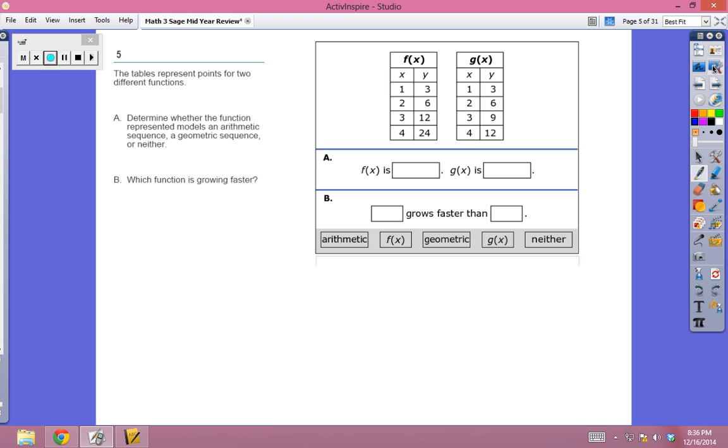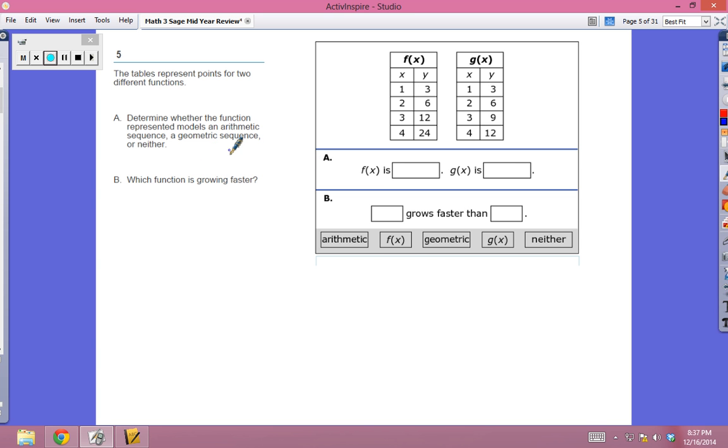Okay, number 5. You got two tables that describe different functions. One of them is geometric and one of them is arithmetic. Arithmetic grows by addition and geometric grows by multiplication. So the arithmetic one is this guy right here, because that's adding 3 every time.